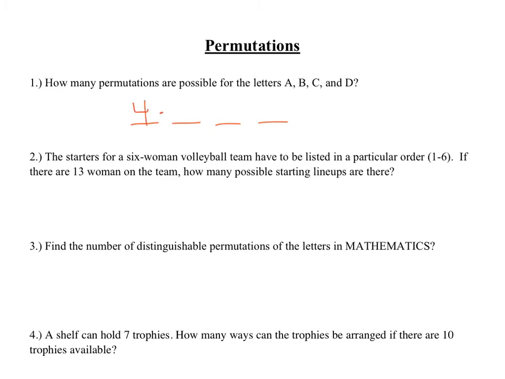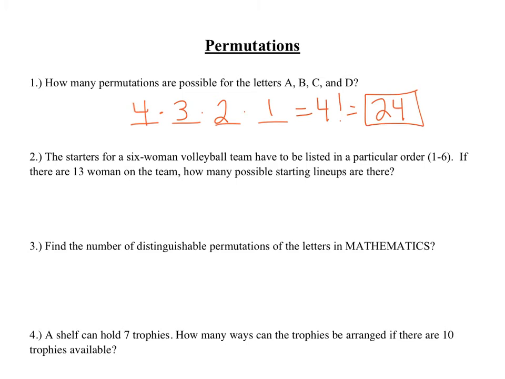Now, unfortunately, because we only have one of each of them, you now only have 3 options for the second letter, and then 2, and then 1, which is just simply 4 factorial, which will be 24 different permutations. So there are 24 different arrangements of those 4 letters.